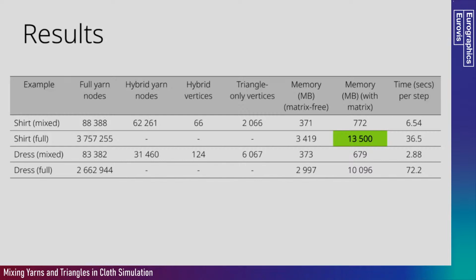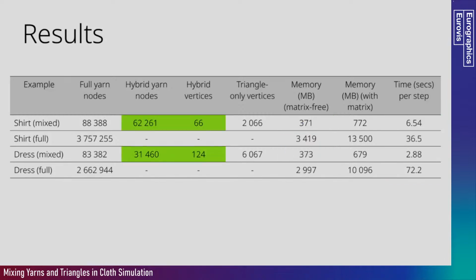For our comparisons, we had to resort to a less efficient matrix-free implementation, but even then, the models needed more than 2 and 3 GB of memory. With our mixed simulation method, we slash both the memory use and the simulation cost. In the dress example, the speedup is 25, and the memory used with the mixed simulation method is below 400 MB in both examples.